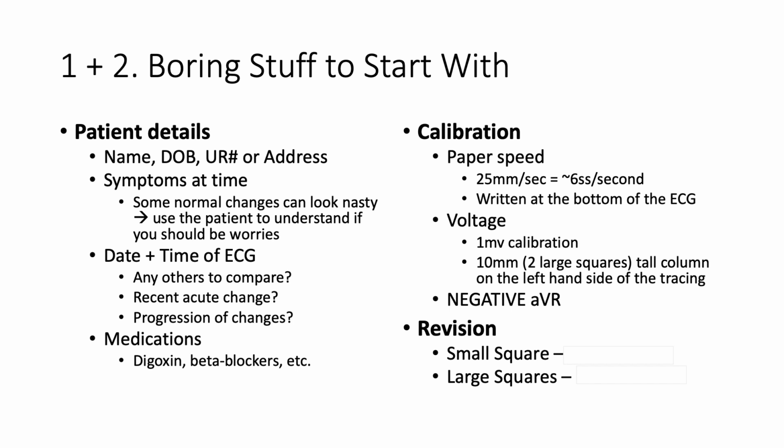Just as a revision, what does a small square represent in time? That is 0.04 seconds, and a large square, which is 5 small squares, makes it 0.2 seconds.